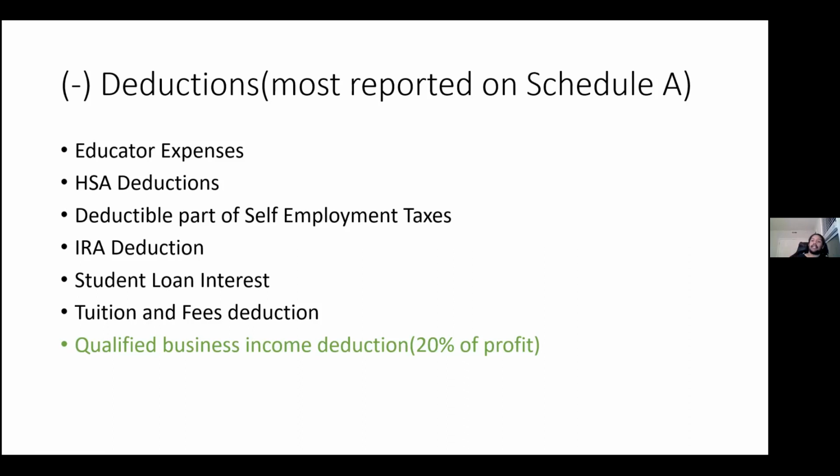I have educator expenses. Sometimes teachers will come out of their own pocket for expenses and other expenses that they're able to write off. So I put that on here. HSA deductions, like when you have a health savings account and you contribute to that, there's a portion of that you can write off, that you can deduct from your income as well. I have the deductible part of self-employment taxes. I keep pushing self-employment down, and I will get to that when we get into the Schedule C portion, because that generally deals with business income.